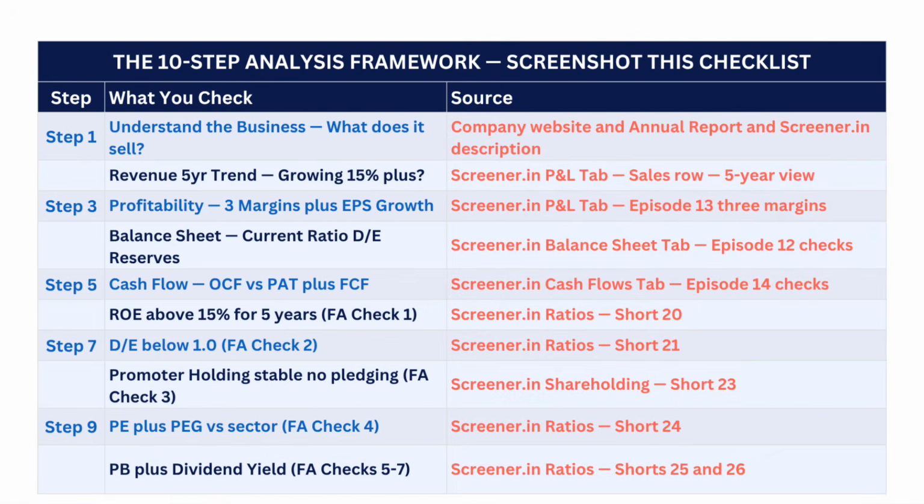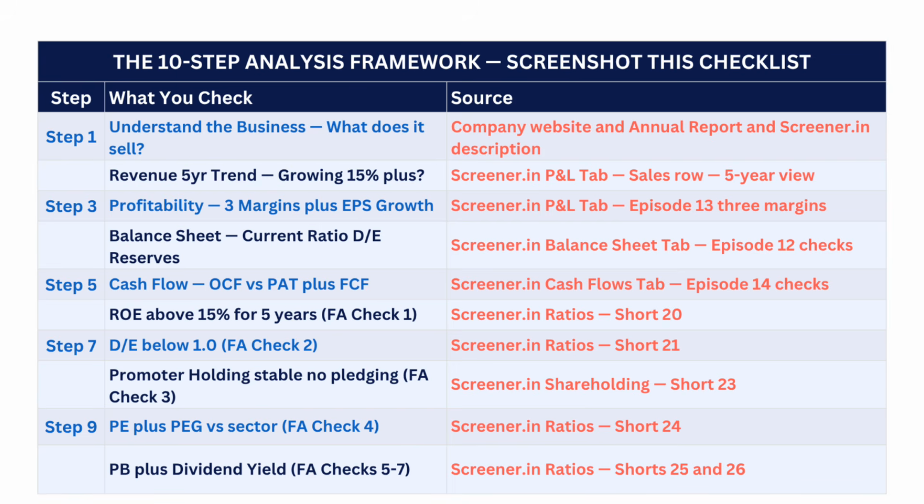The 10-step analysis framework. Screenshot this checklist. Step 1: what do you want to check? Understand the business. What does it sell? Where is the source? The company website, the annual reports and the screener.in description.